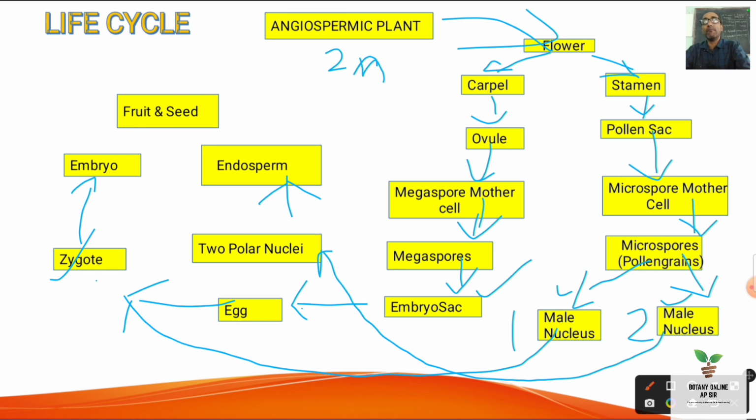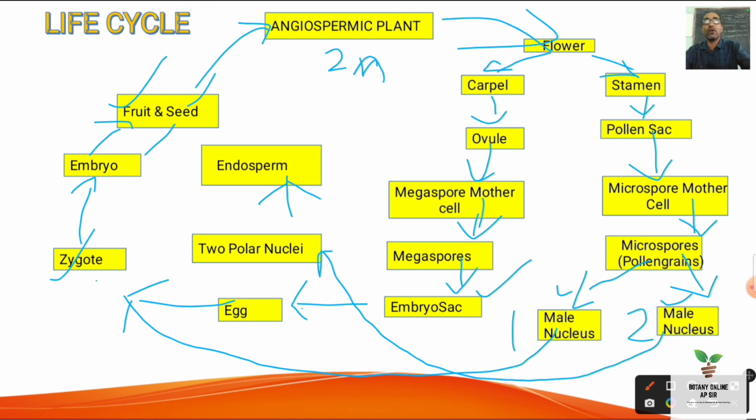Now the embryo then gives rise to the plant. How? Your embryo is present inside the ovary. So the ovary turns into fruit, and the ovule gives rise to the seed. Now the seed, when it germinates, gives rise to the angiospermic plant, which is a sporophytic plant. Inside the seed you have the embryo. So ultimately, what did we get? Again we got the same angiospermic plant, which is diploid in nature.